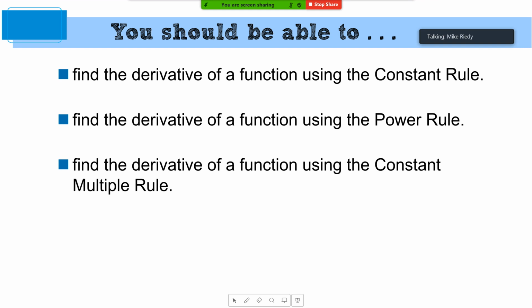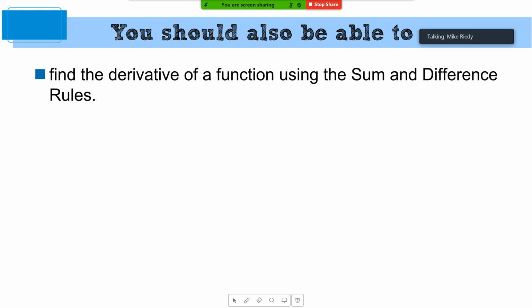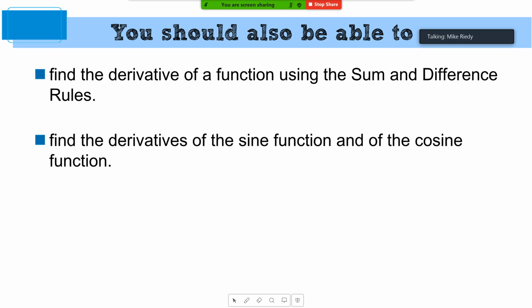Constant multiple rule has a fancy name. You're going to do it so many times you're not going to even remember what it's called anymore. And it's so common sense that if somebody in a month says to you, hey, let's talk about the constant multiple rule, you're not even going to know what we're talking about. Okay? Because it'll become second nature. Talk about sum and difference. That's pretty easy. Again, that's also something that you're going to do so much you won't even think about.